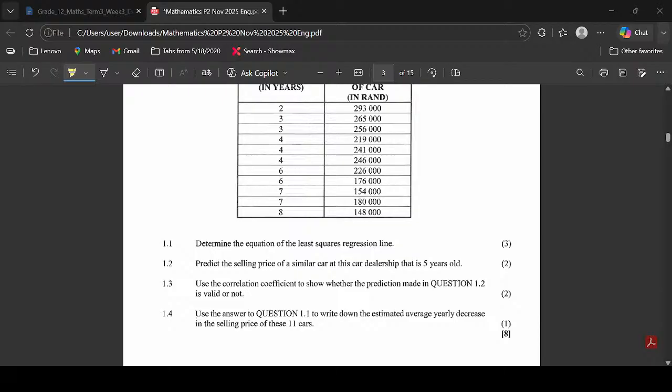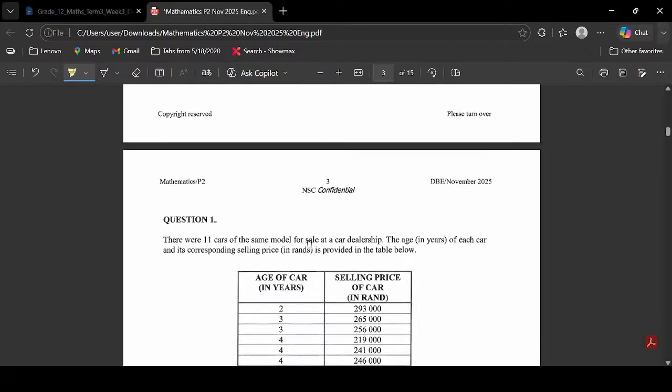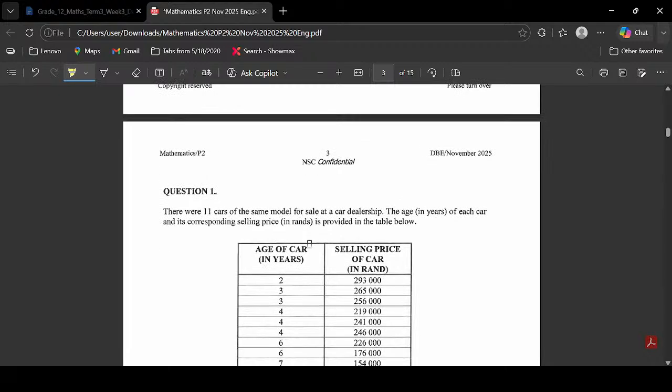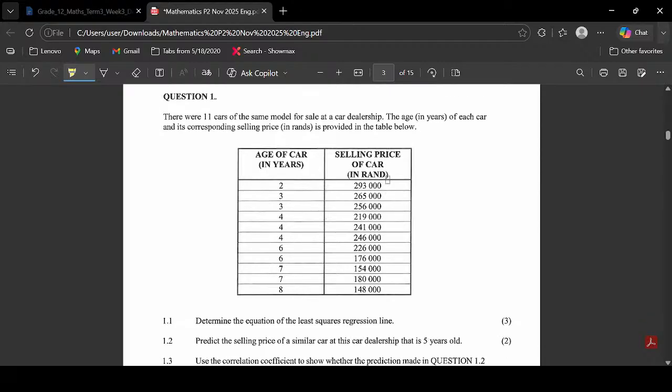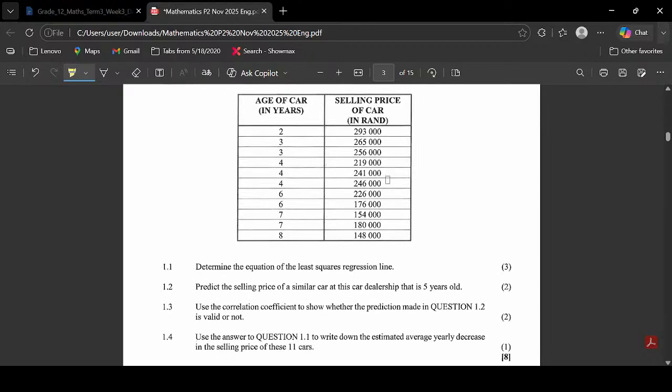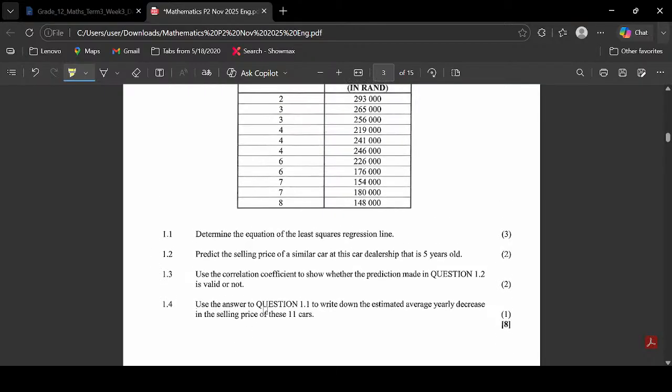Let's go to the statement then. Okay, let's check our statement. Statement says, question 1. There were 11 cars of the same model for sale at a car dealership. The age in years of each car and its corresponding selling price in rands is provided in the table below. So then there's the table. We have age in years and then we have selling price of cars in rands. And the rand value is given in thousands.